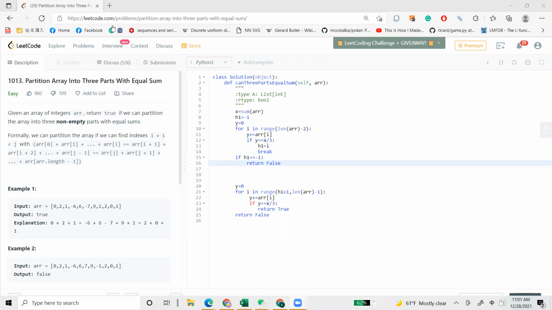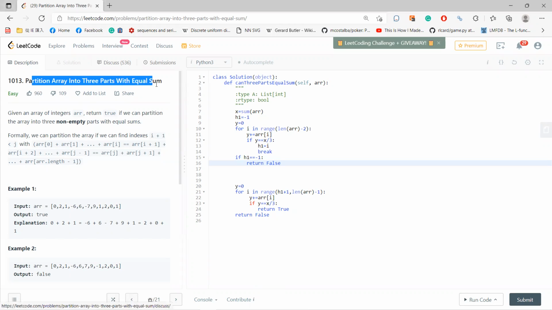Hey, what's up, guys? So let's solve this problem: partition array into three parts with equal sum. Given an integer array, return true if we can partition the array into three non-empty parts with equal sums. Formally, we can partition the array if we can find i + 1.